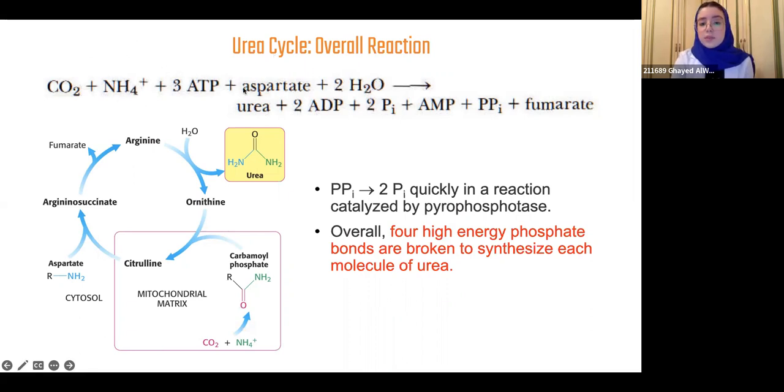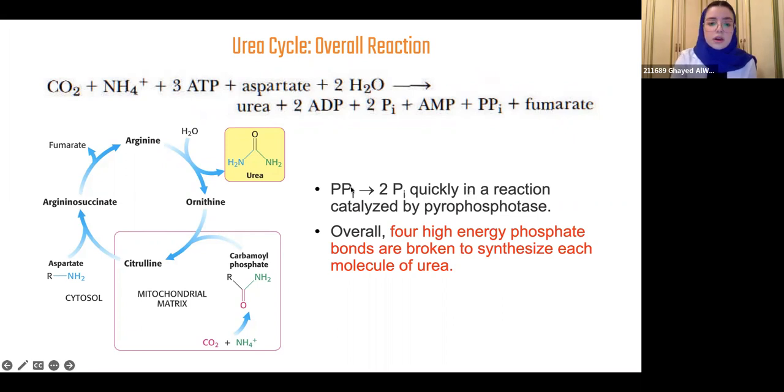We need the nitrogen atom from aspartate, okay? In addition to that, we also have 3 molecules of ATP and then 2 molecules of water. And then of course, we have urea, right? That's gonna be the product of the urea cycle. We'll also end up with fumarate, which we'll talk about in a bit. But mainly, we need to produce urea so that we can excrete it in the urine.